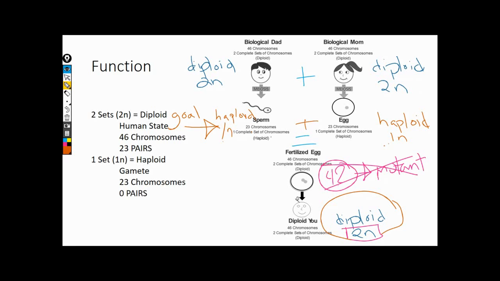So that's our other goal of meiosis: we need to cut down the amount of stuff that we're putting in our cells so we don't end up with mutant babies.